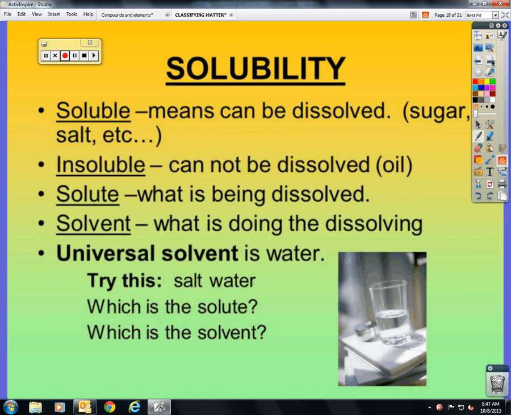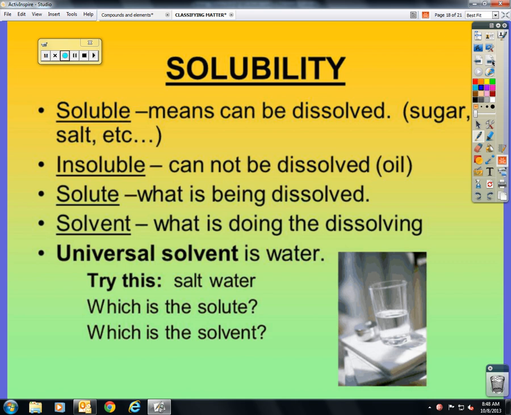Okay, the last thing we're going to go over is some vocabulary. The word soluble means that it can be dissolved. Things that are soluble: sugar, salt, any kind of mix like hot chocolate mix. Insoluble means it cannot be dissolved. Oil cannot be dissolved. You can heat it up, you can stir it, you can do anything you want, it will not be dissolved. A solute is what is being dissolved, and a solvent is what's doing the dissolving. Remember that the universal solvent is water, meaning it can dissolve just about anything.